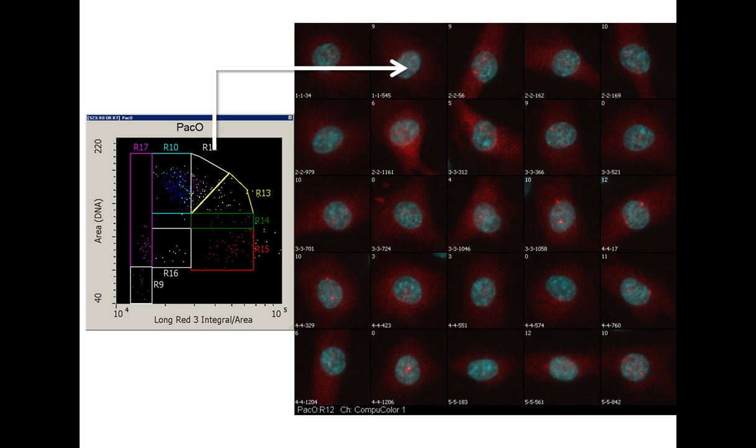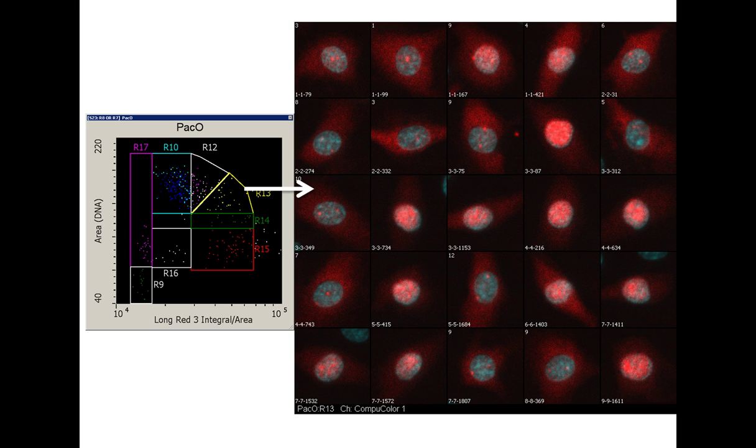If we look at the images in R13 to the right of R10, we can see that cyclin B1 has entered the nucleus for approximately 50% of the cells. And in those cells in which cyclin B1 is still in the cytoplasm, there are 2 centrosomes and most are well separated.